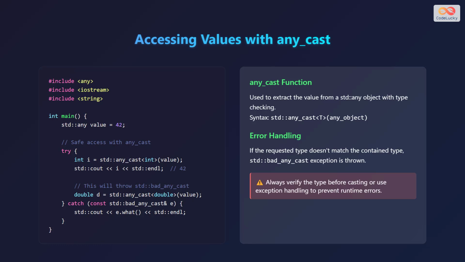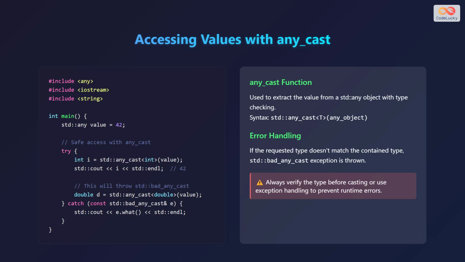Accessing values with any_cast. This example shows how to safely access values stored in a std::any object using any_cast. We include the necessary headers: any, iostream, and string. We create a std::any object named value and initialize it with the integer 42. To safely access the value, we use a try-catch block. Inside the try block, we use any_cast to attempt to convert the value to an integer. If the conversion is successful, we print the integer value to the console. If we attempt to convert the value to a double, any_cast will throw a std::bad_any_cast exception, which we catch and print the error message to the console.